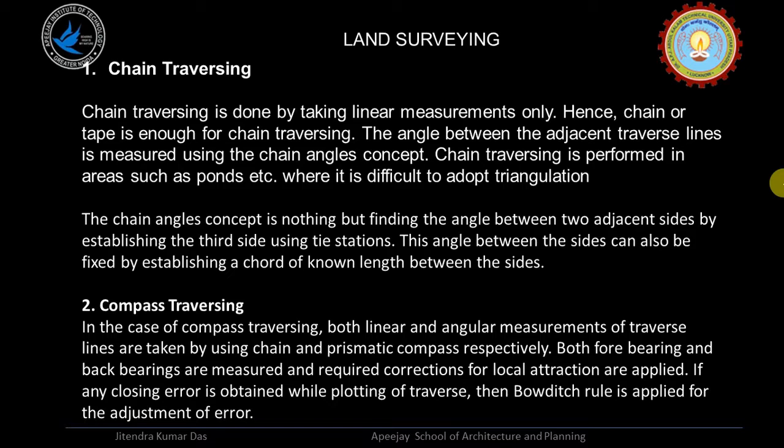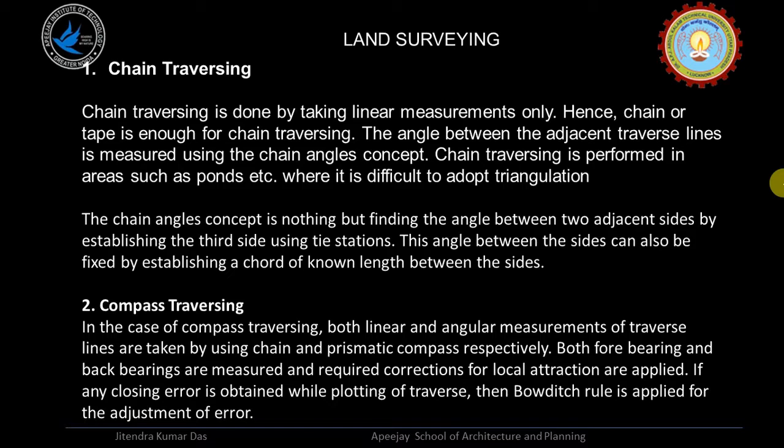The chain angle concept is nothing but finding the angle between two adjacent sides by establishing the third side using tie stations. This angle between the sides can also be fixed by establishing a chord of known length between the sides. Second is compass traversing.